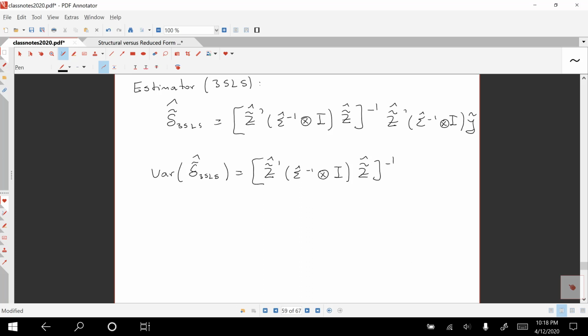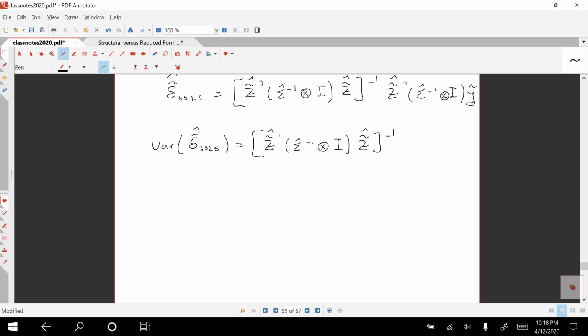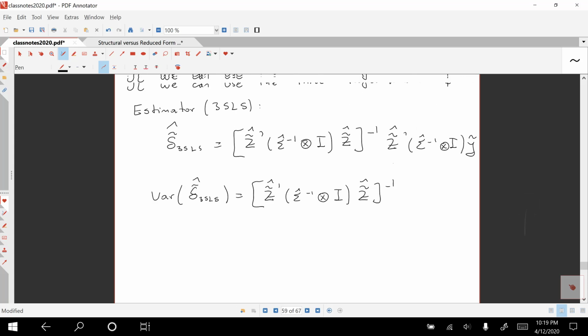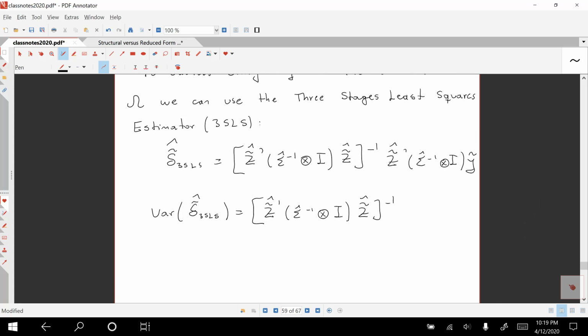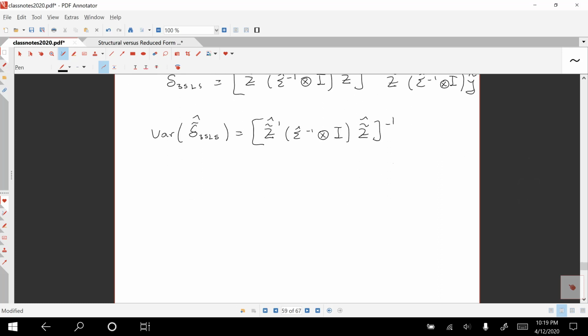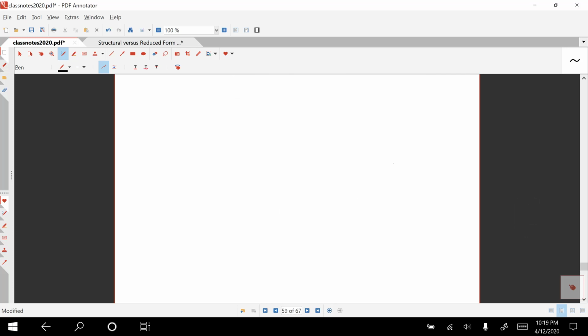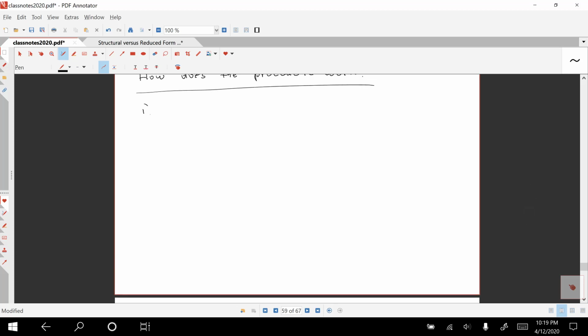Okay, so how does the procedure work in practice? That formula looks pretty simple, but let's see how. Remember, we call it three-stage least squares, so there are some stages involved in the estimation of these matrices. So let's look at the procedure in detail. How does the procedure work?